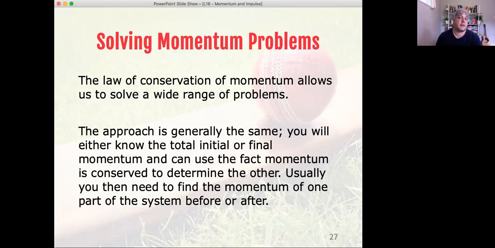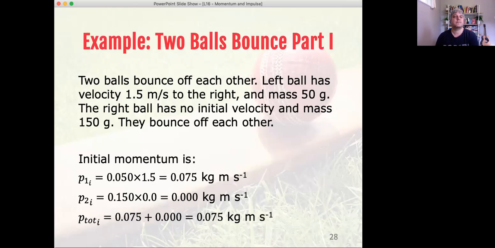Often we'll need to figure out the momentum of one part of the system, or the velocity of one part of the system. So it's a matter of figuring out the total, initial, and final, and then breaking that down into the component momentums, all the while remembering that this is all vector mathematics, vector addition.